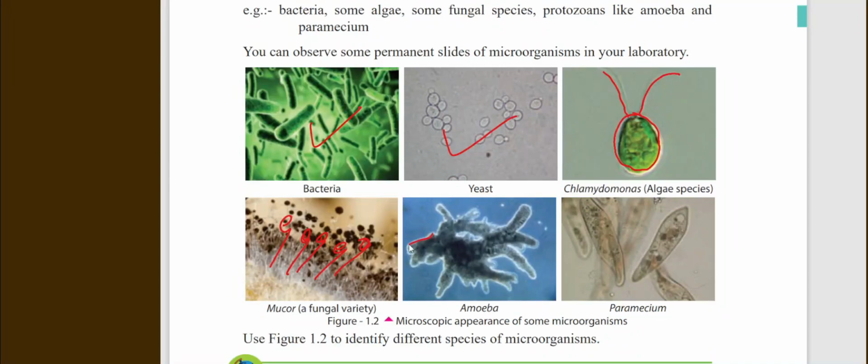And this one is amoeba. So these tiny projecting parts are called pseudopodia. And this is paramecium. Okay, paramecium.